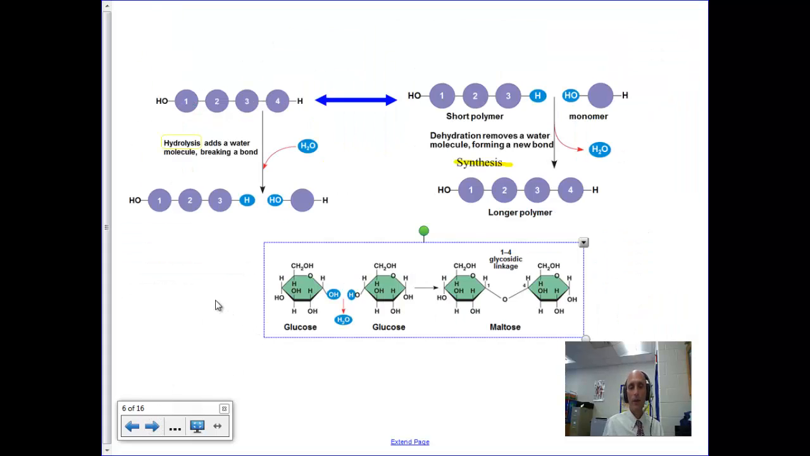Alright, now the next thing we're going to be looking at here is synthesis and hydrolysis. And synthesis is an emergent property, because if we're going to take two smaller molecules and put them together, we're going to form one larger molecule. And every time we take two smaller molecules and put them together, we always form a molecule of water, and that is going to allow the polymer to form.